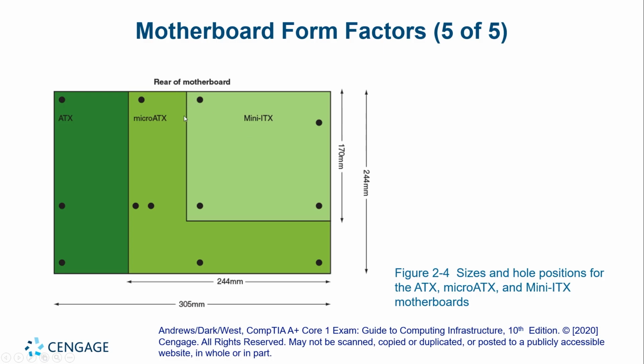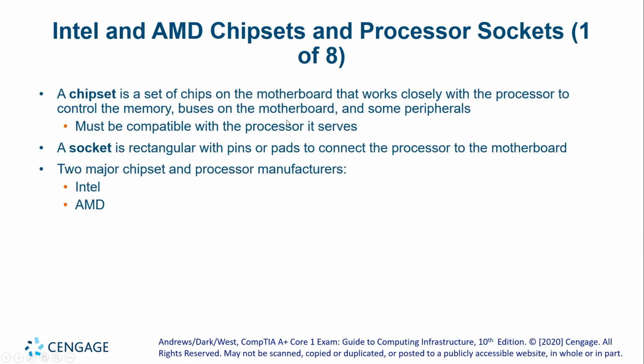And this is a kind of a comparison. That would be a mini ITX, that would be a micro ATX, and then a regular ATX. Notice these two are square. This one is not. Intel and AMD chipsets and processor socket. So definition of a chipset, you need to be familiar with that, and also a socket. It's a rectangular interface with pins or pads. Some of them have pins that you plug into the socket. Some of them have pads that just correspond to pads on the back of the chip.